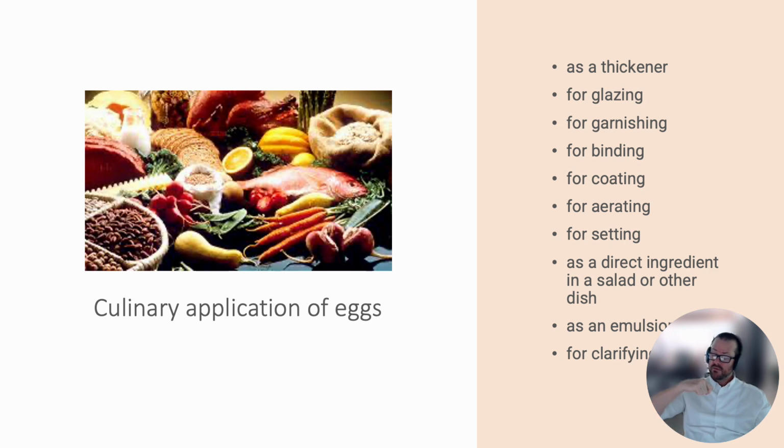For glazing, we can use just an egg yolk or a whole egg to brush over the top of a bread before we cook it to colour the product. As a thickener, yeah, maybe with the more eggs you use in a mayonnaise, the richer it's going to be, and of course, the thicker it's going to get.